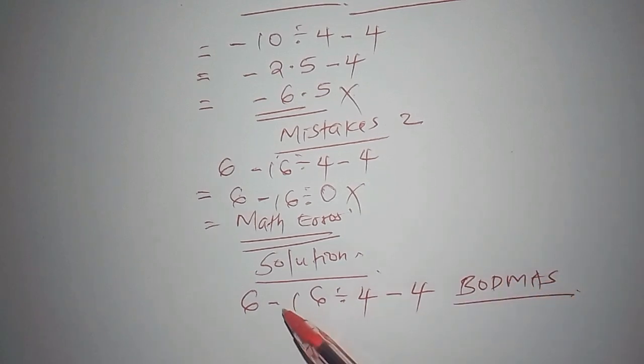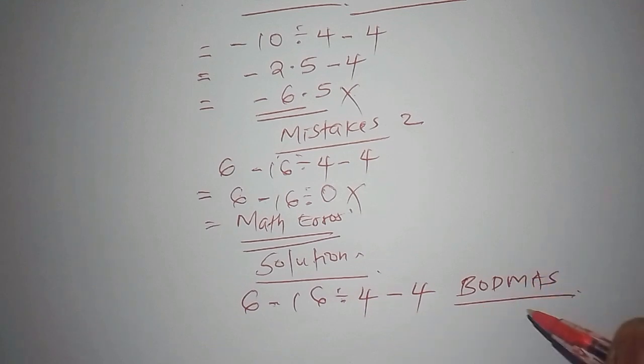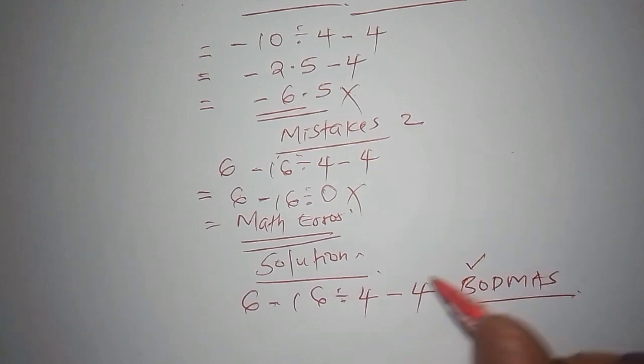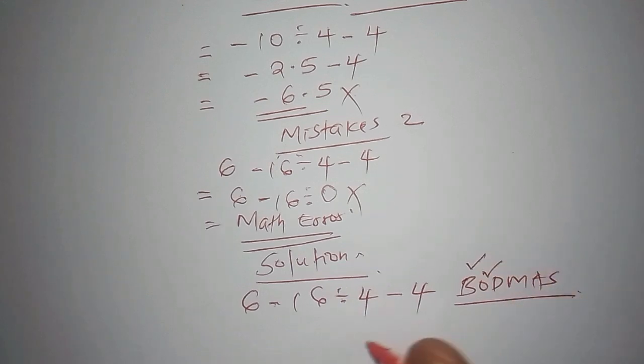When working out a problem that has several operations, like here is subtraction, this one is division, this one is also subtraction, we need to use the order of operations. B stands for brackets, which is not present. O stands for of, which is not present. Then division is present, so we work out the division first.